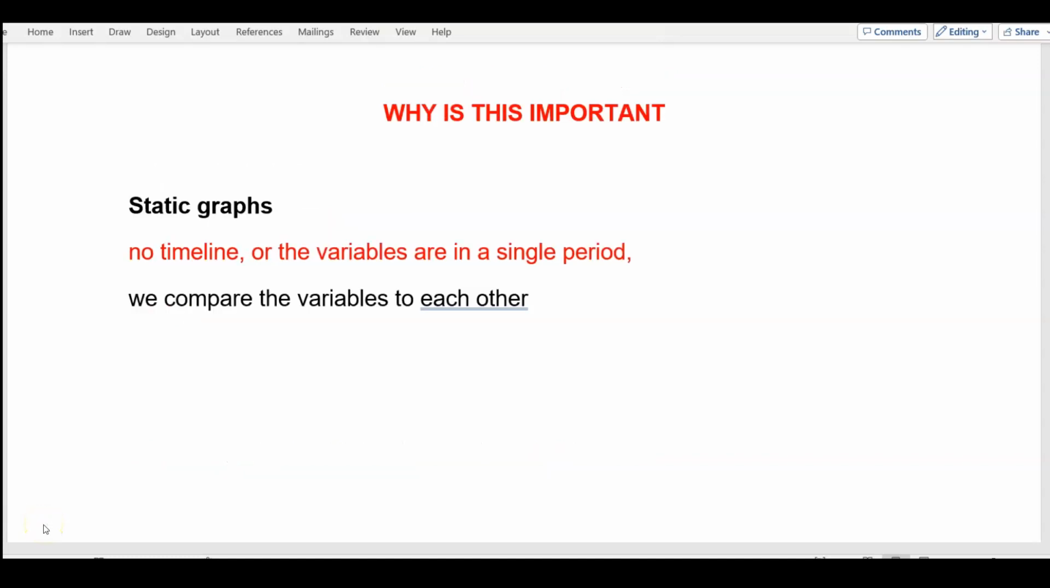Unlike the dynamic graph, static graphs, we stated that they don't have any time, or there is just a single time period that we are dealing with. So maybe we are looking at the number of women that visited that particular zoo in the morning, right? And we're also looking at the same men. We're looking at the number of people who actually visited the zoo in the morning.